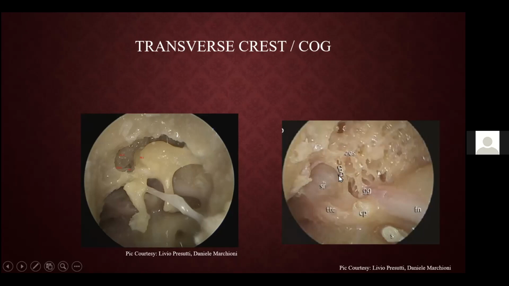So this cog has to be identified, and sometimes for clearing the diseases from the anterior attic, we have to drill this cog, and we have to open up the tensor tympani fold also if we suspect any pathology in the anterior attic or the anterior epitympanum space.